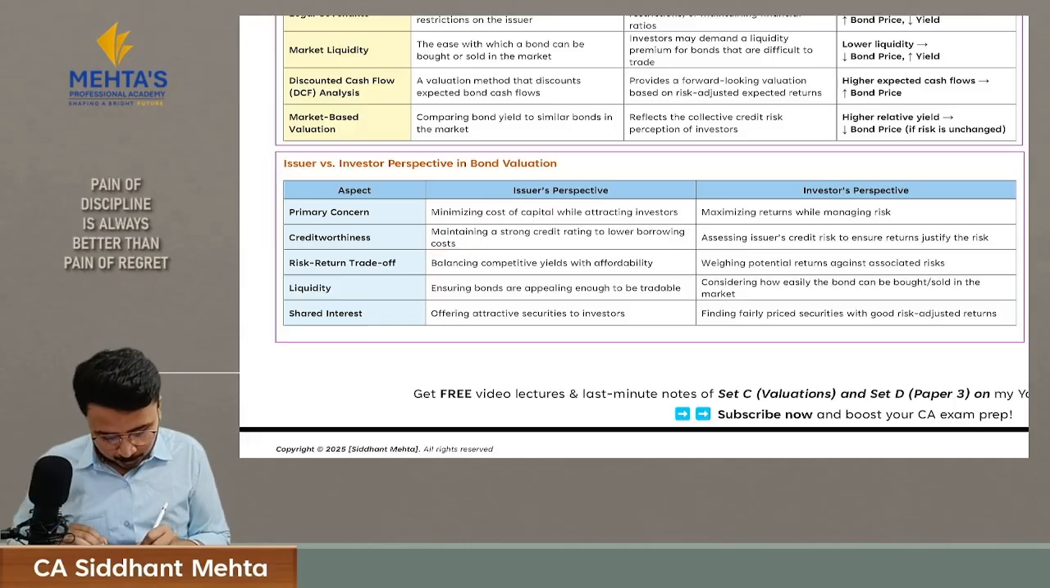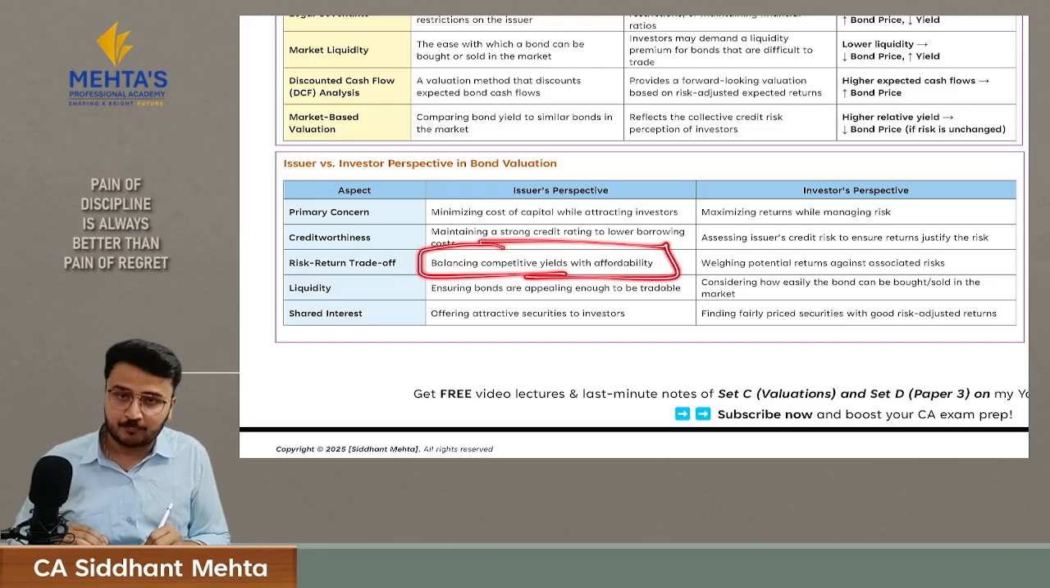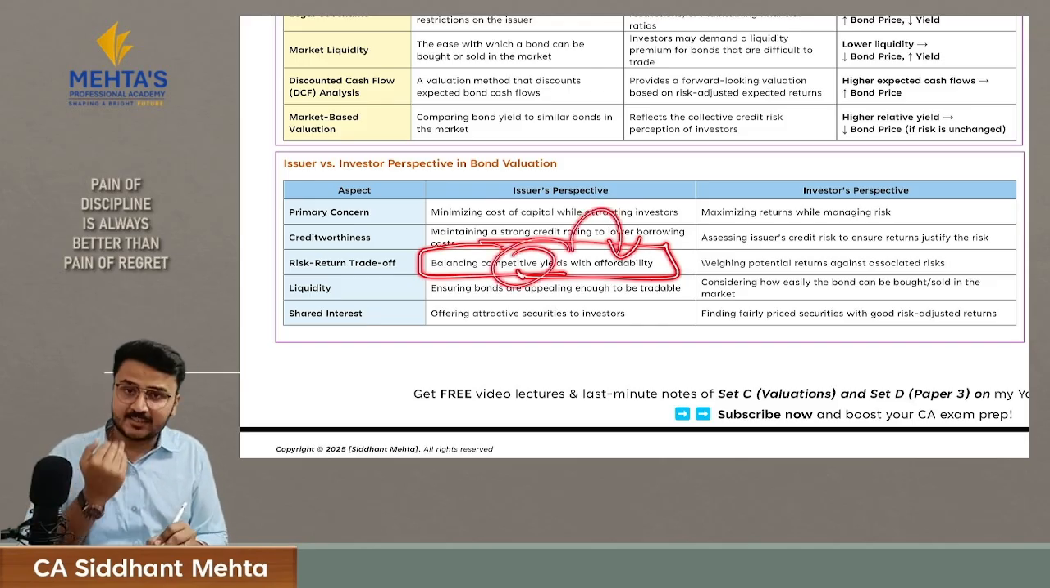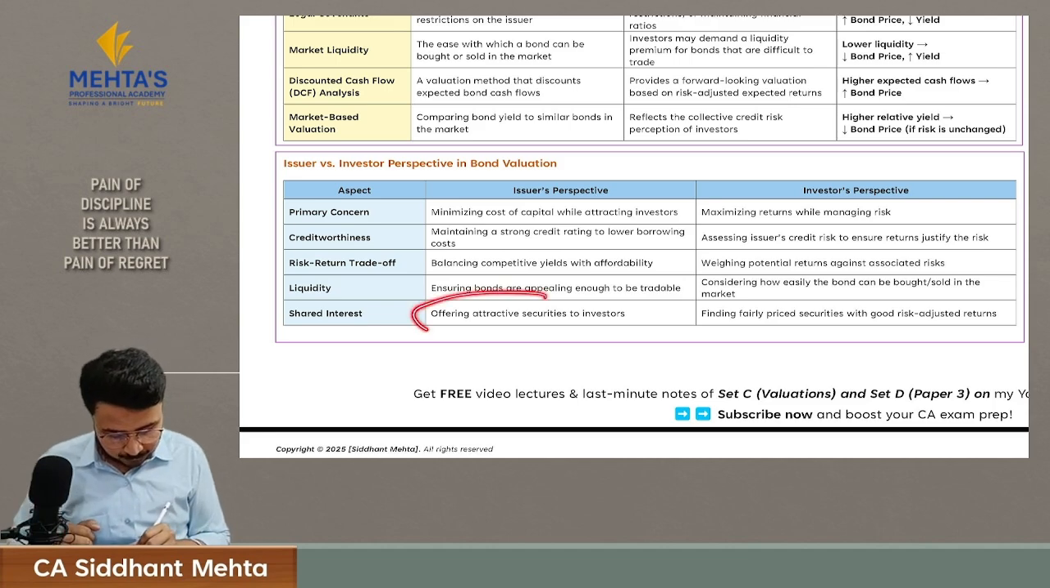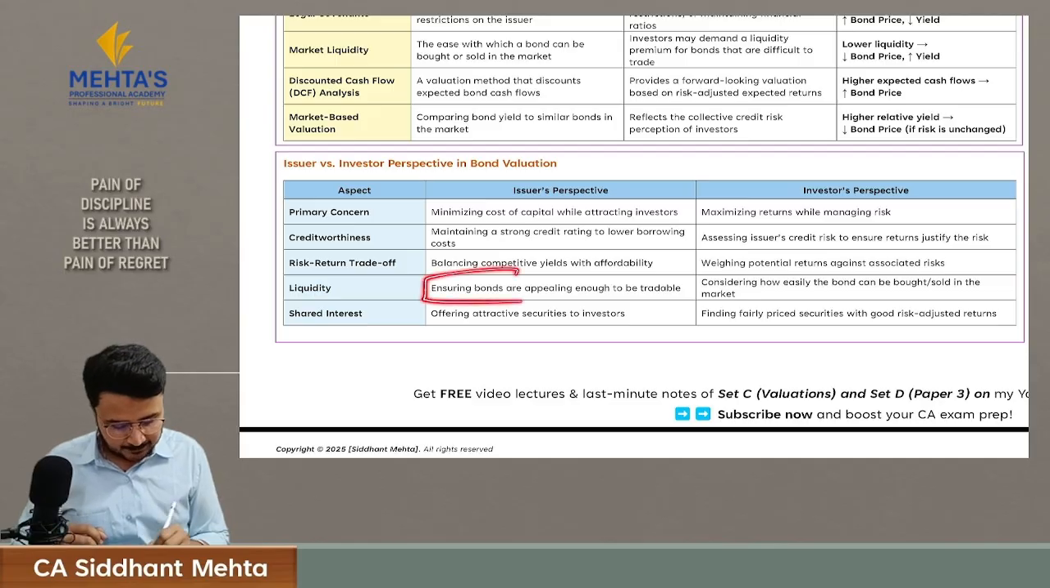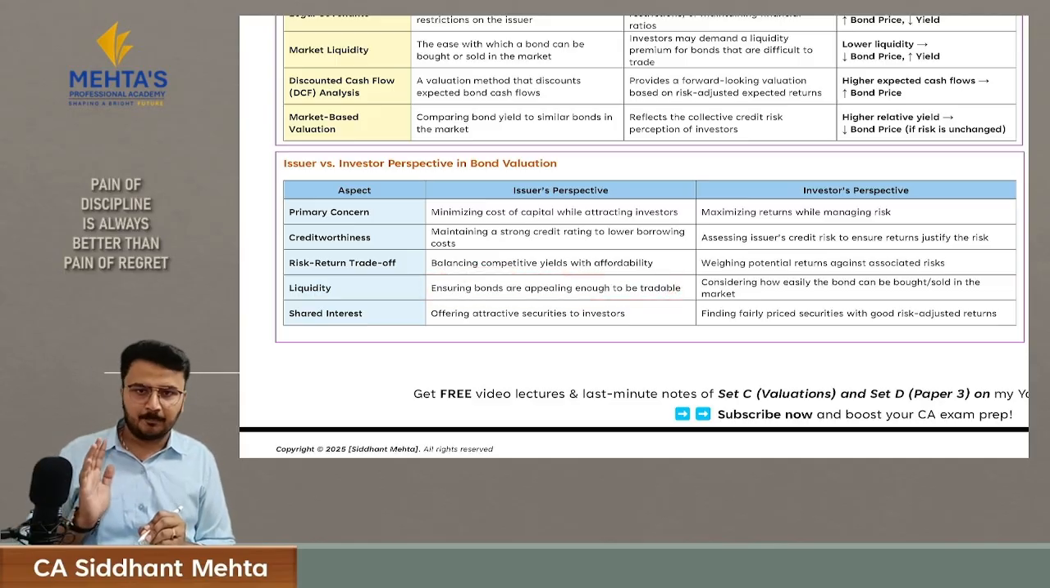He will always have to balance competitive yields with affordability. Though he is giving a higher return, he must consider whether he can afford that higher return. Then he should offer attractive securities to the investors, and he should ensure that bonds are appealing enough to be tradable in a market.